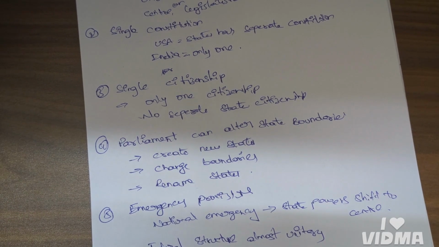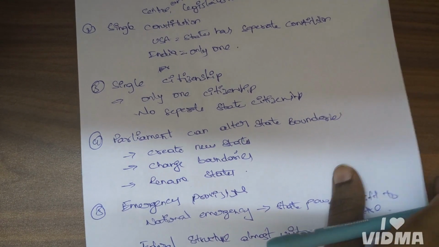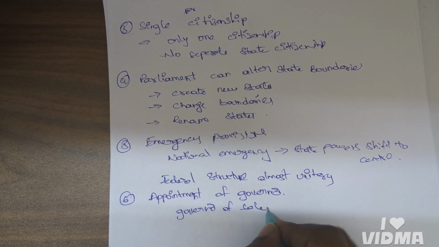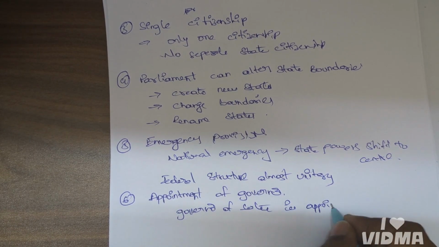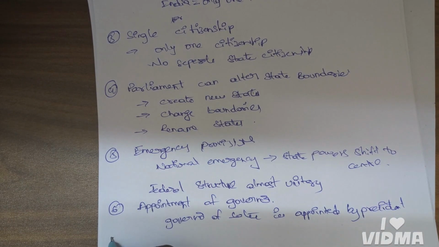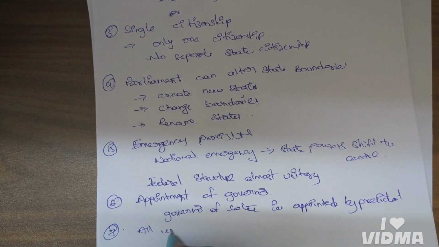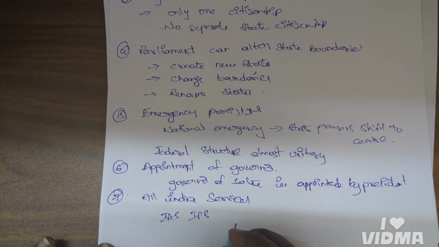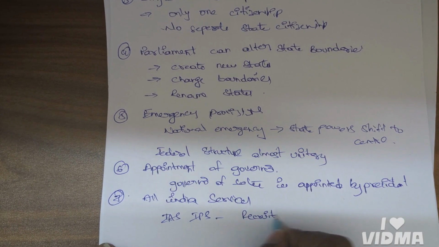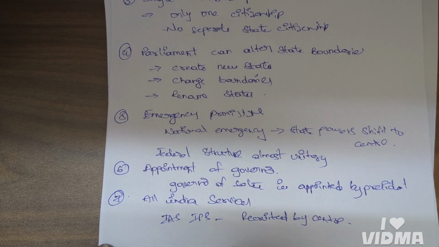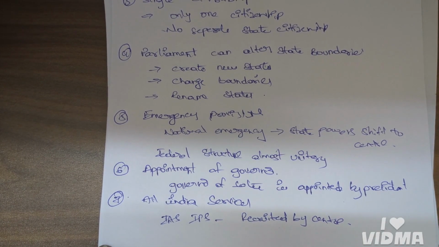So next feature, the appointment of the governor. The governor of a state is appointed by the president, by the center, and this increases the central influence over the states. Next feature is all India services. Officers like IAS and IPS are recruited by the center, trained by the center. They serve both the center and the states. This ensures administrative uniformity.